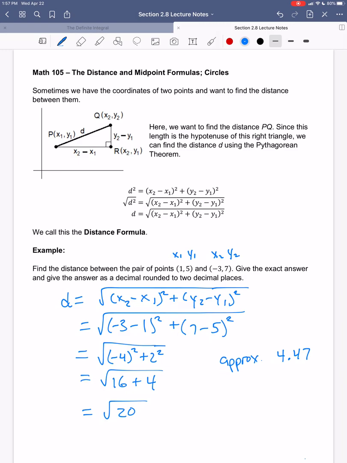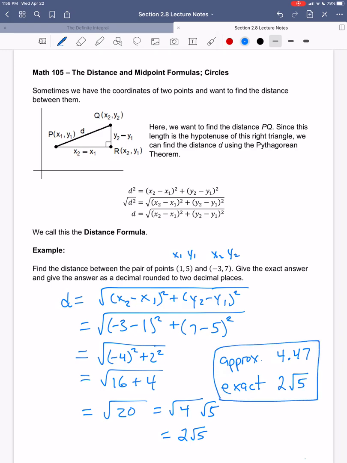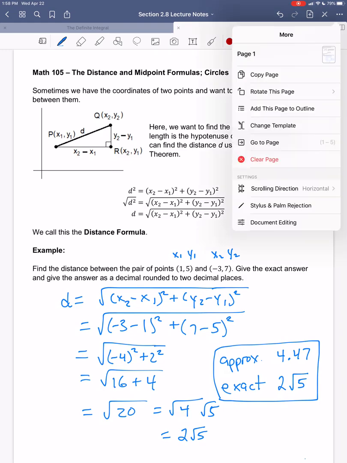So you would have to take the square root of 20 on your calculator. To get the exact value, square root of 20 is the exact answer, except I should simplify that. I can rewrite 20 as a product. I can say that's the same thing as square root of 4 times square root of 5, and then the square root of 4 is just 2. So the exact answer would be 2 times the square root of 5. And again, you can even do 2 times the square root of 5 on a calculator, and you'll get 4.47. So that's how I use the distance formula.